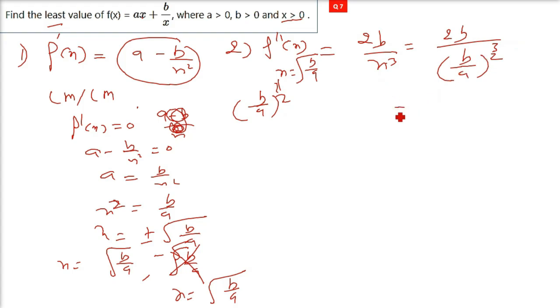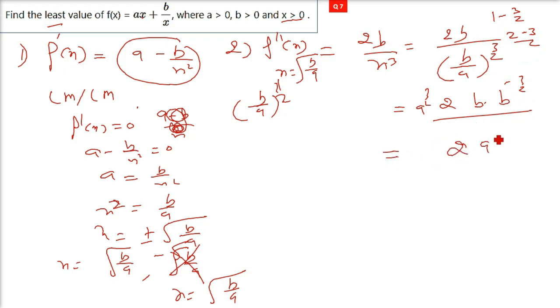You can just take these, with the negative sign in the numerator. Combine this b raised to power 1 with b raised to power minus 3 by 2. 1 minus 3 by 2 is of course minus 1 by 2. It will come down. A of course goes up. It's a denominator of the denominator, so it will be positive. So a raised to 3 by 2. So twice a raised to 3 by 2 and b raised to 1 by 2 in the denominator. So this is the final double differentiation you have got.